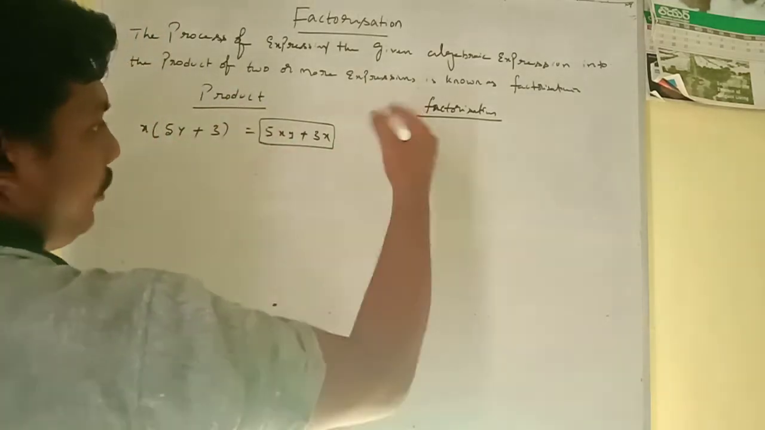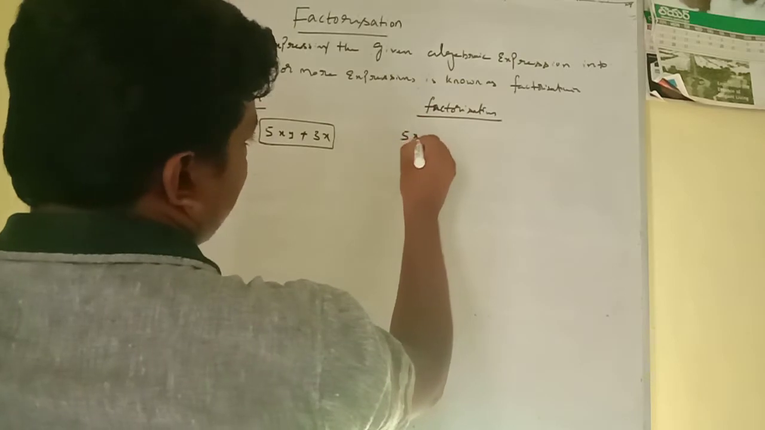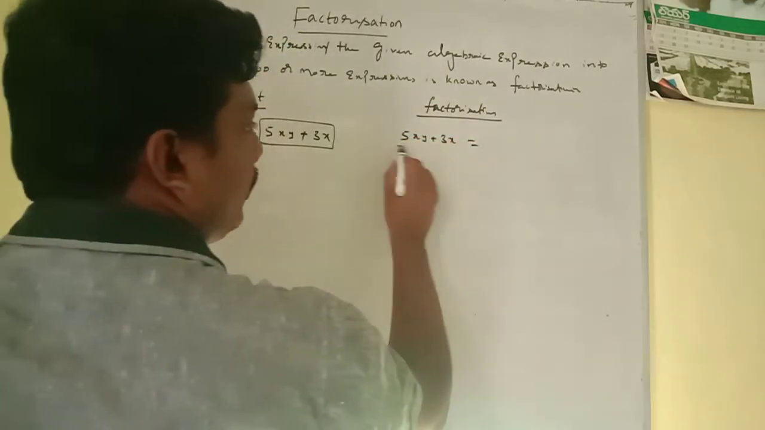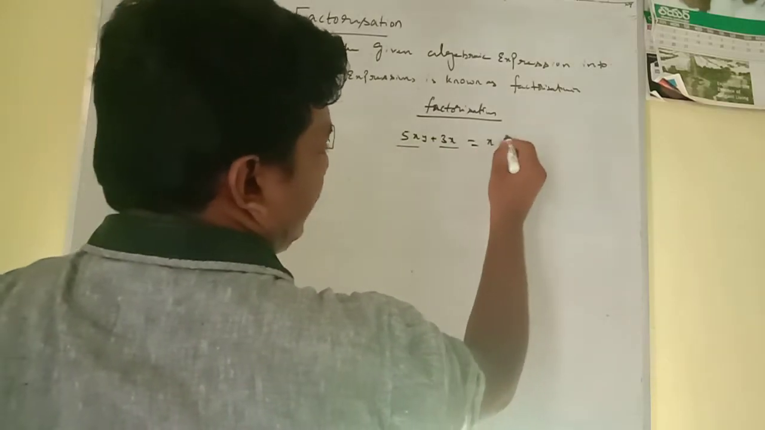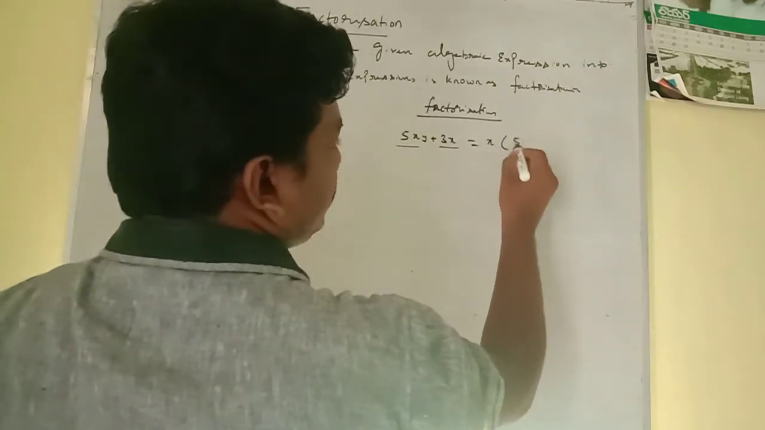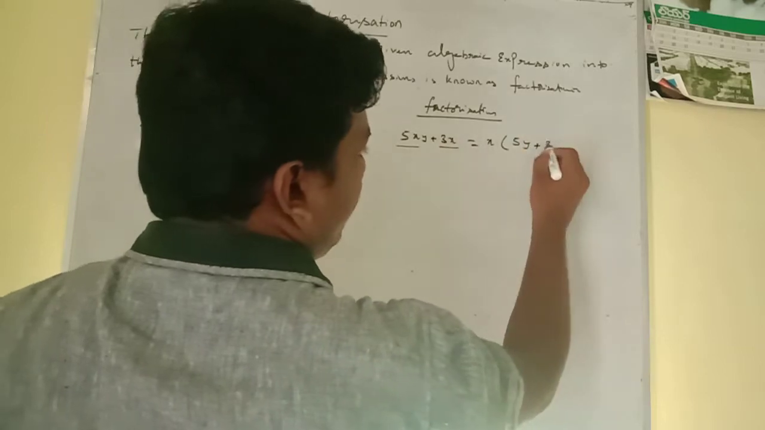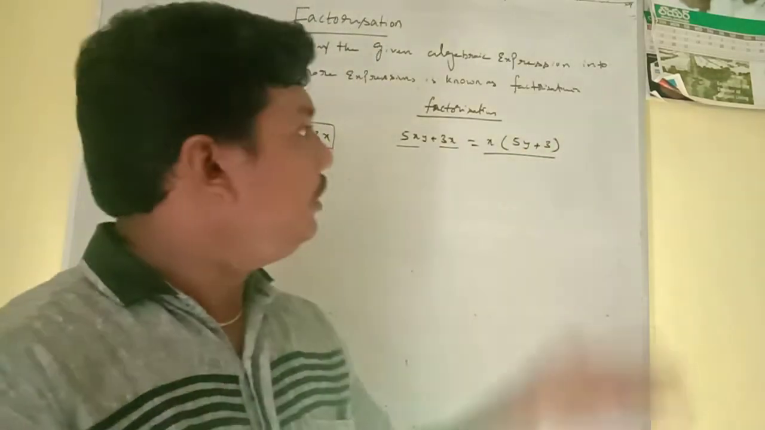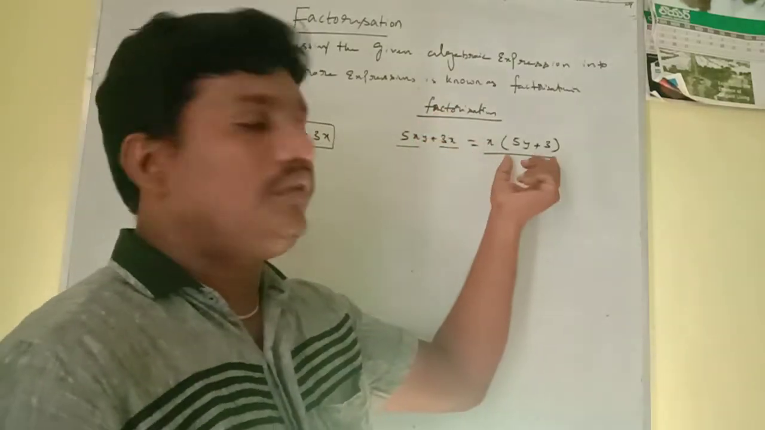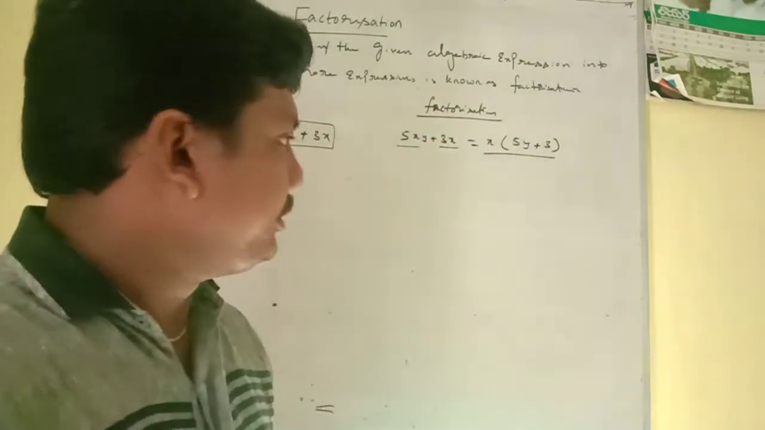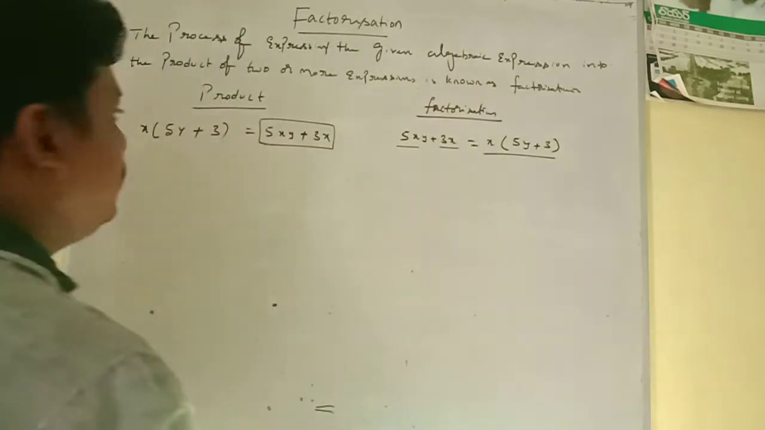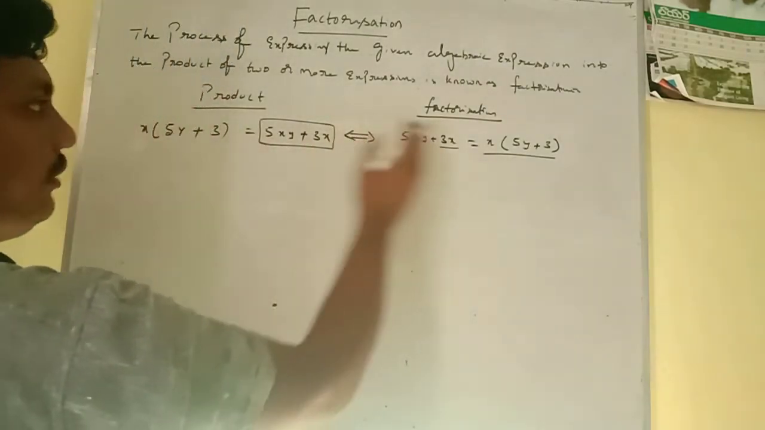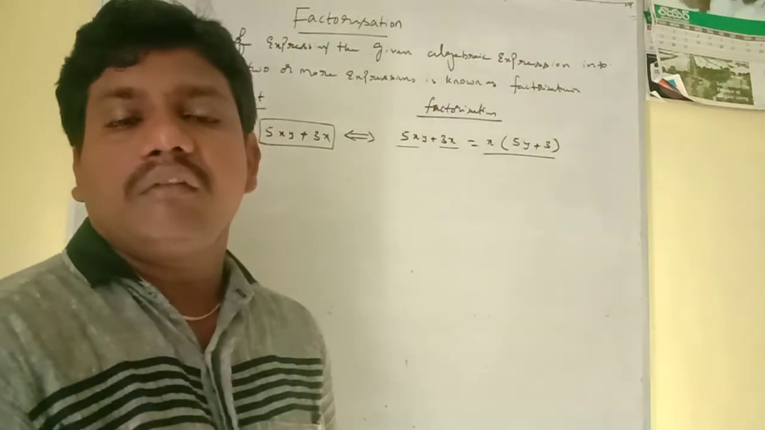Vice versa, 5xy plus 3x can be written as, what is the common factor here? I take x as common, then the remaining thing is 5y plus 3. Now this is called product. So this is called factorization, the product of two expressions. We can go vice versa, so product and factorization are both inverse processes.